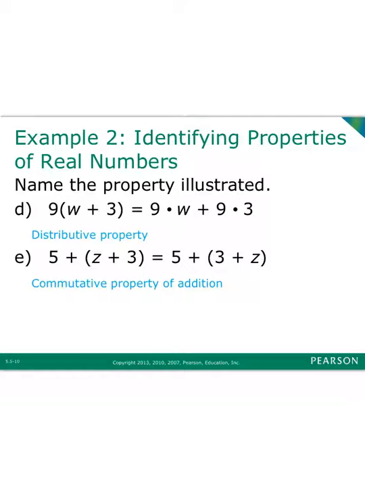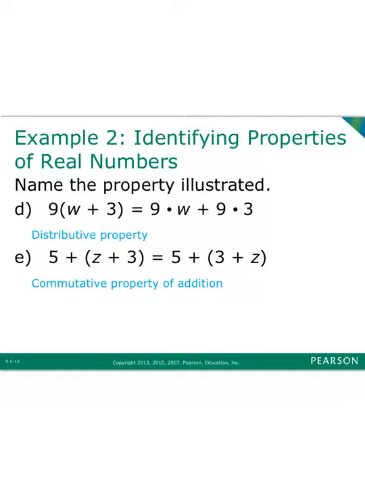Some additional examples. We'll look at number D. 9 times parentheses w plus 3 is equal to 9w plus 9 times 3, which is 27. This is the distributive property.